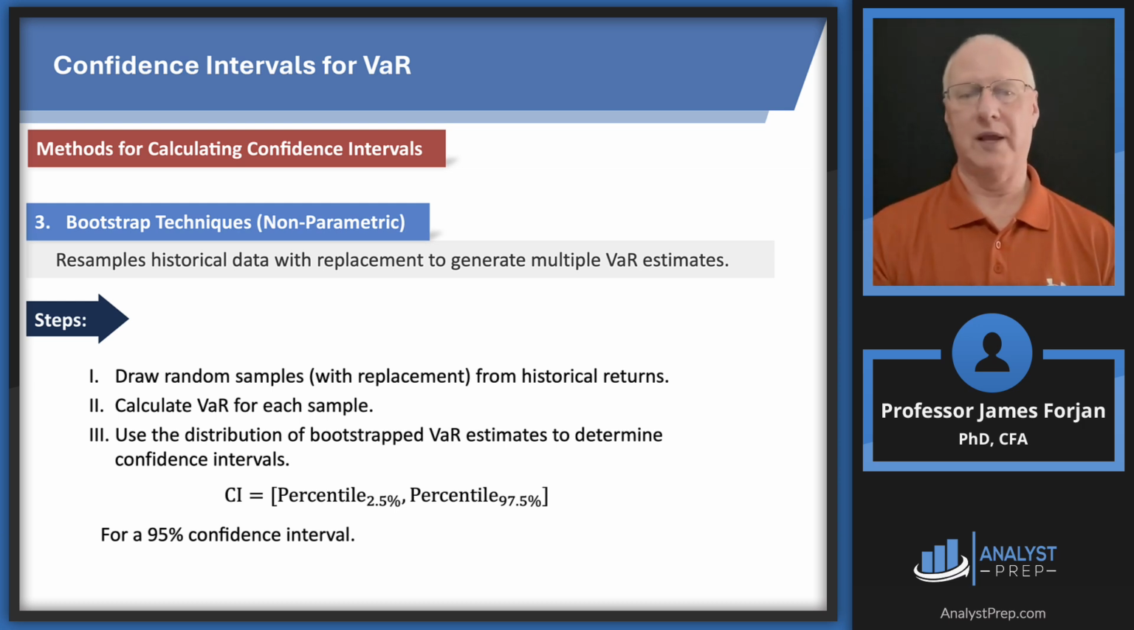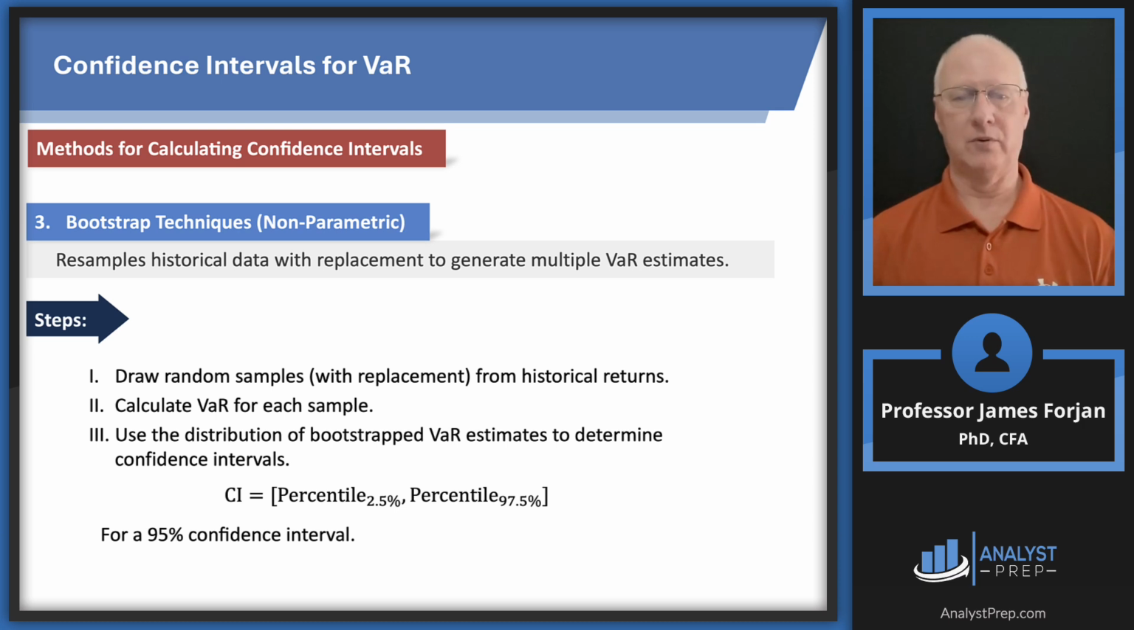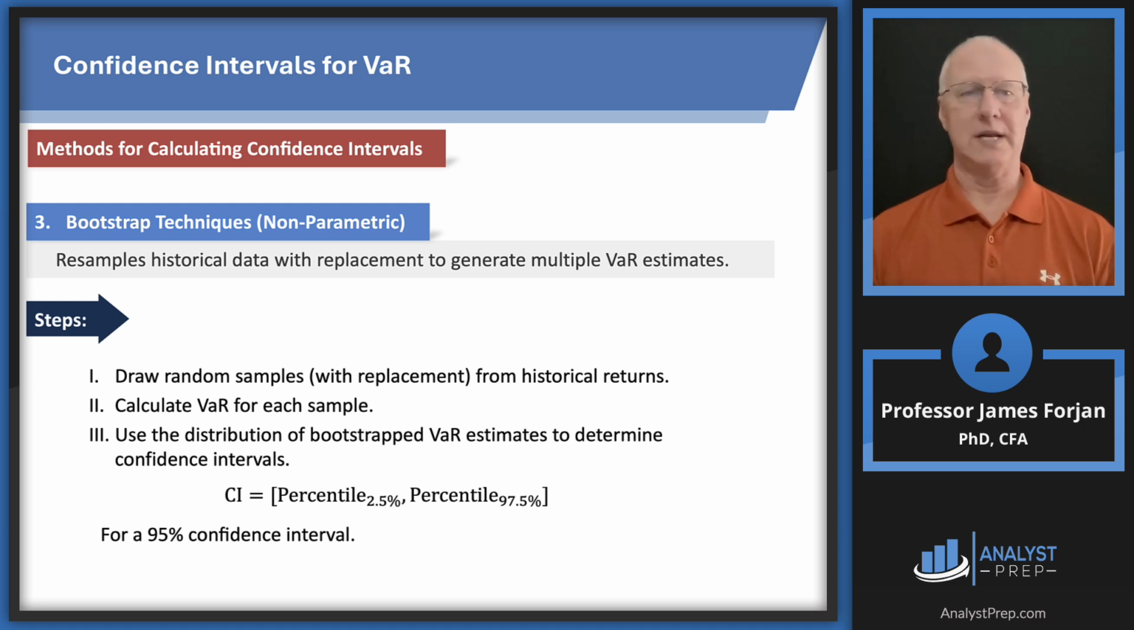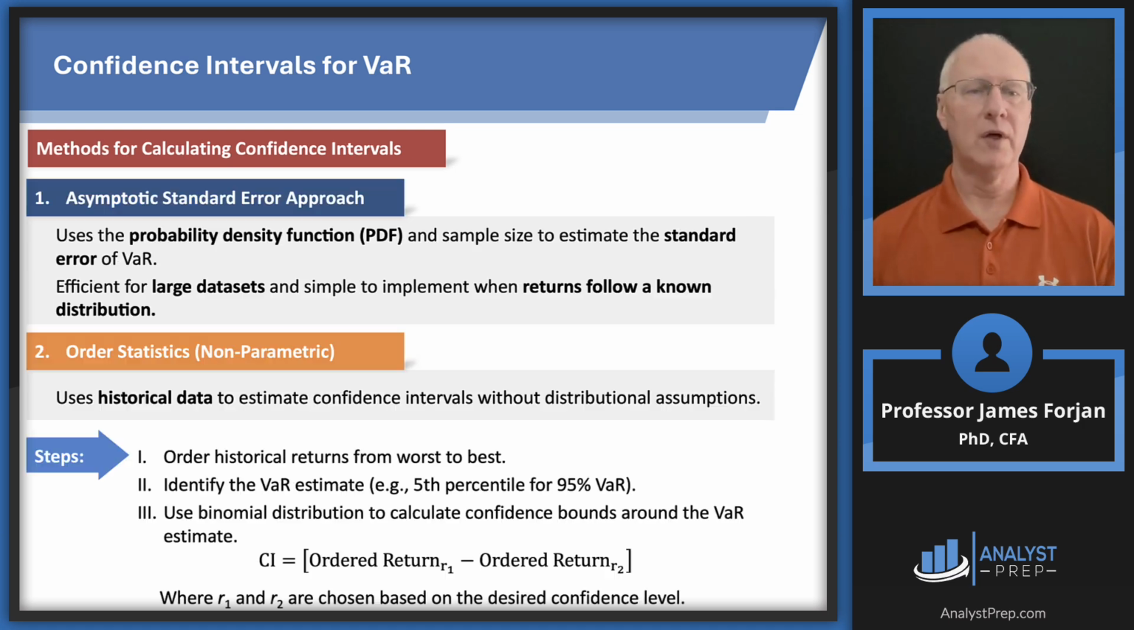We draw the random samples, calculate it for each sample, and then you have that distribution, and then you can do whatever you want there, 2.5% to 97.5%, or a 0.5% to 99.5%. I mean, however you want to work it. And there you get the confidence interval. So these are three acceptable ways to compute value at risk. We've talked about these in the past.